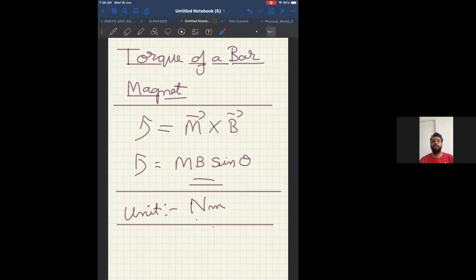Now, can you tell me when is torque maximum and when is torque minimum, at what angle? When theta equals 90 degrees, torque is maximum, and when theta is equal to 0 degrees, torque is minimum, because it is proportional to sin theta. Sin 0 is 0. Therefore, torque is minimum when the angle is 0, and maximum when the angle is 90. Make a note.